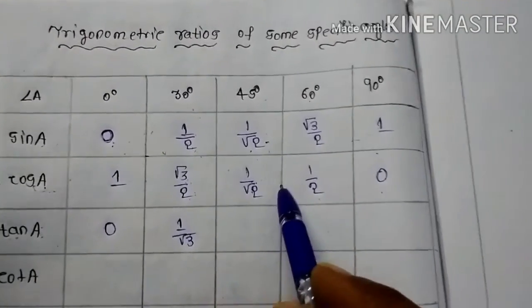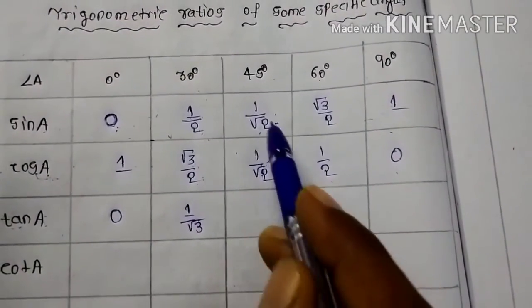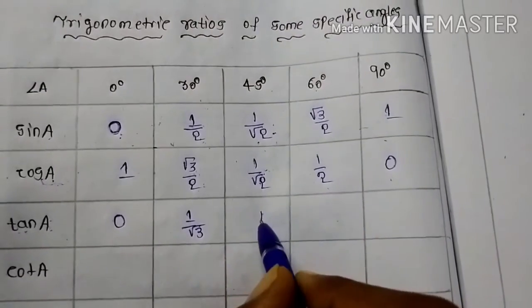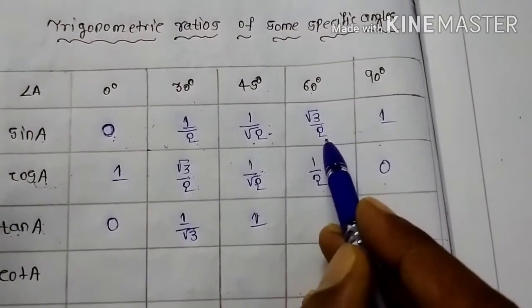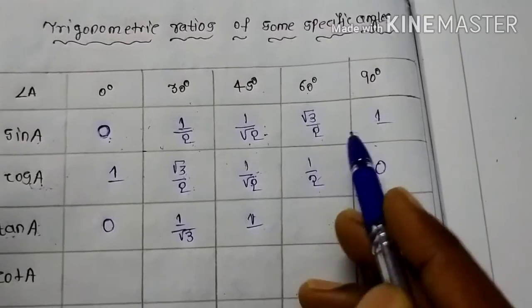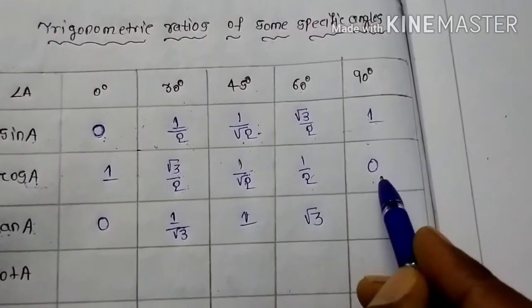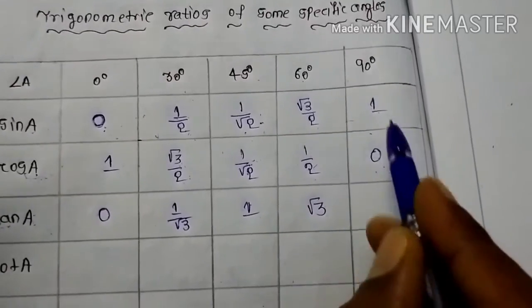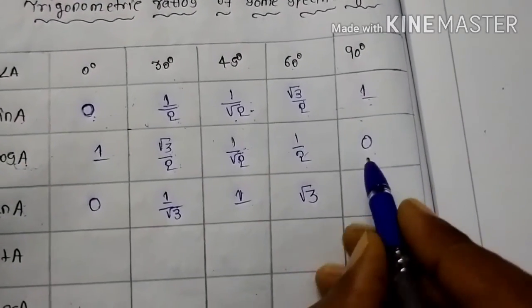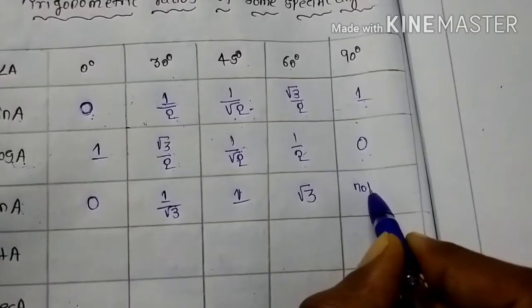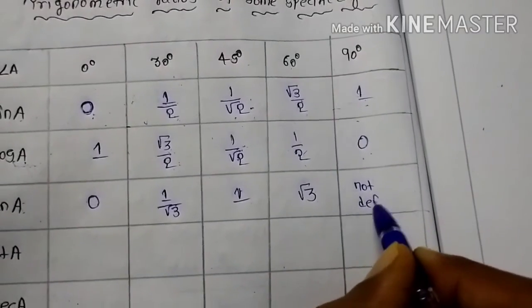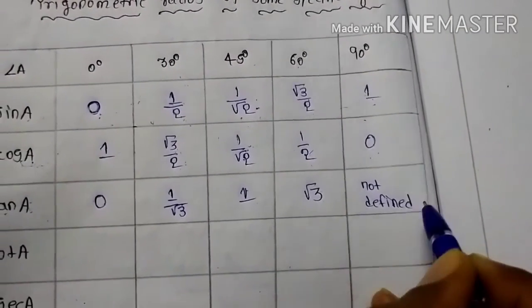Next here, 1 by root 2 by 1 by root 2. Both should be cancelled. That means you are getting 1 only. See here, root 3 by 2 by 1 by 2. 2 to cancel. You are getting root 3 by 1. That means you are getting root 3 only. See here, 1 by 0. You can write it as not defined. Yes or no? Is it defined? It's not defined. You can write it as not defined.